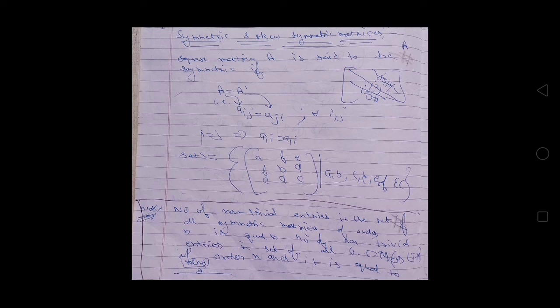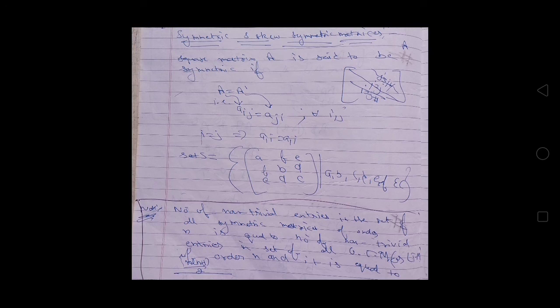A square matrix A is said to be symmetric if A is equal to transpose of A. That is, Aij is equal to Aji for all i and j. Putting i equal to j implies that Aii is equal to Aii. Set S is the collection of matrices in which entries have been placed like this, such that a, b, c, d, e, f belong to complex numbers.